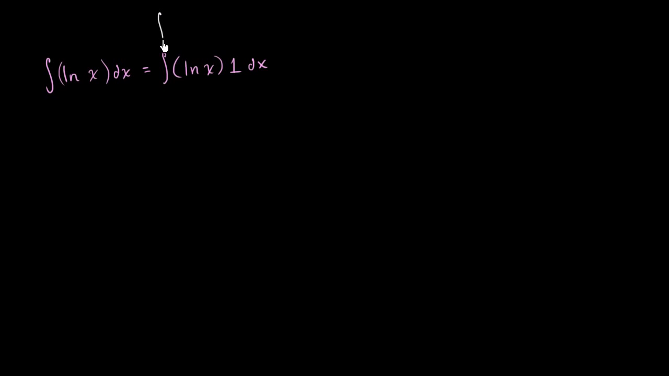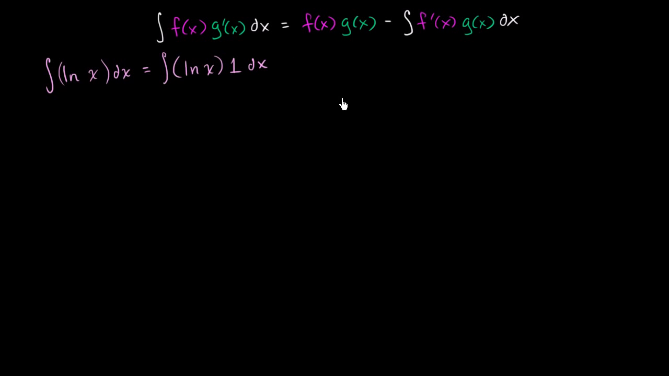Integration by parts tells us that if we have an integral that can be viewed as the product of one function and the derivative of another function, and this is really just the reverse product rule, and we've shown that multiple times already, this is going to be equal to the product of both functions, f of x times g of x, minus the antiderivative of, instead of having f and g prime, you're going to have f prime and g. So f prime of x times g of x dx. And we've seen this multiple times.